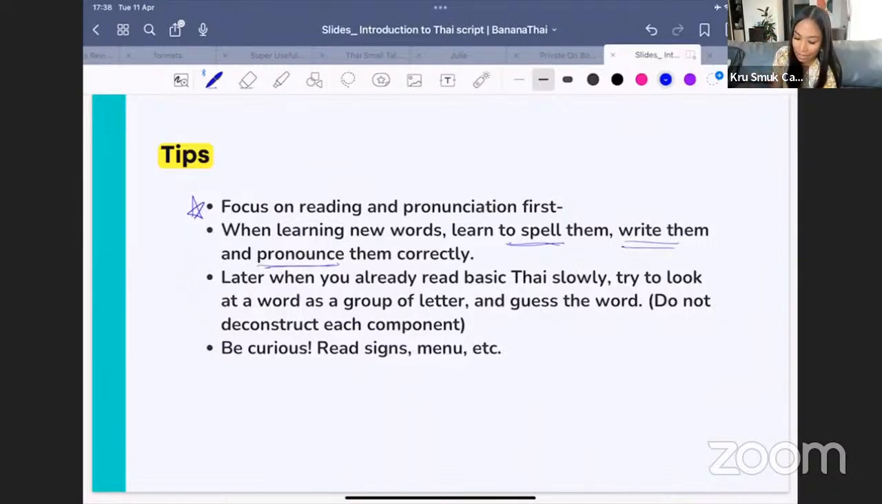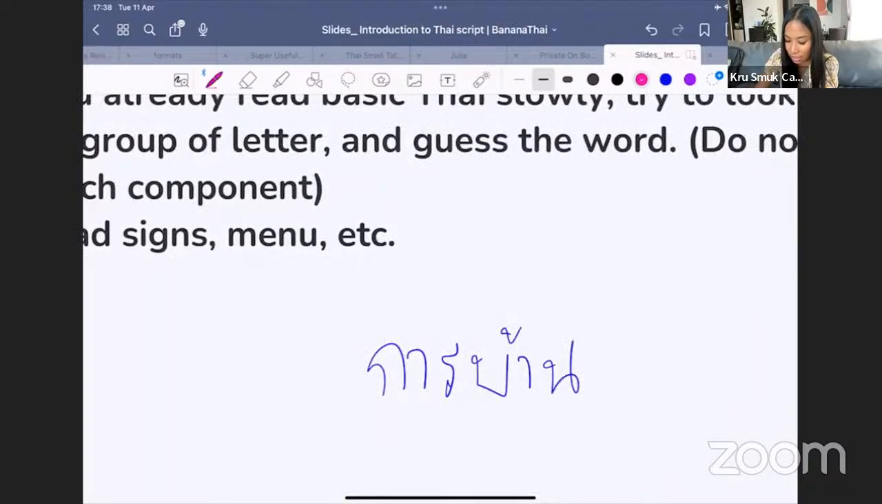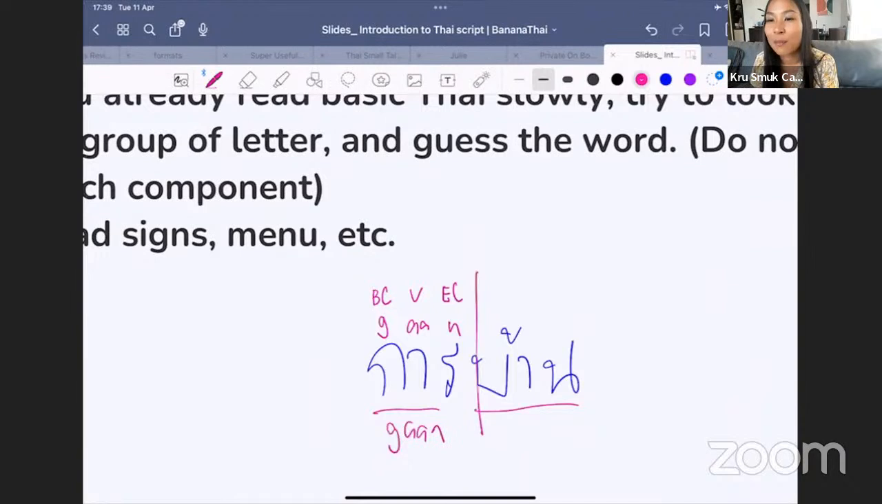Next one, later when you already read basic Thai slowly, you then don't look at, for example, this word and say, oh, this is two different syllables. The first syllable, this is the beginning consonant, which is g sound. This is r, which is the vowel, and this is n sound as the ending consonant. Yes, and that is gan. Yes, at the beginning you learn it like this. But later on, you try not to do that.